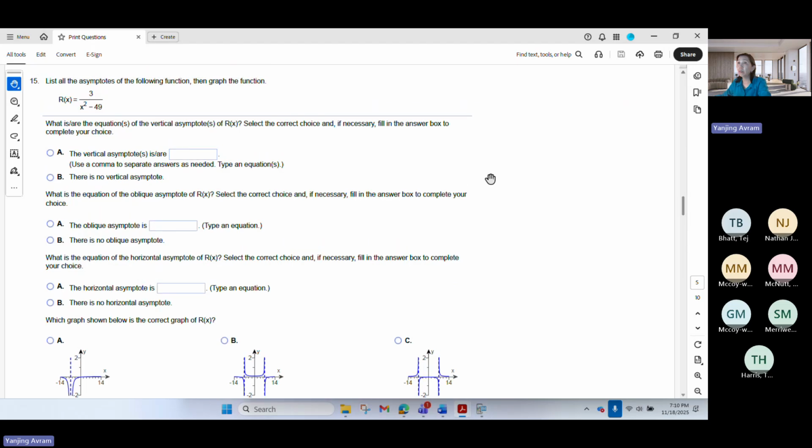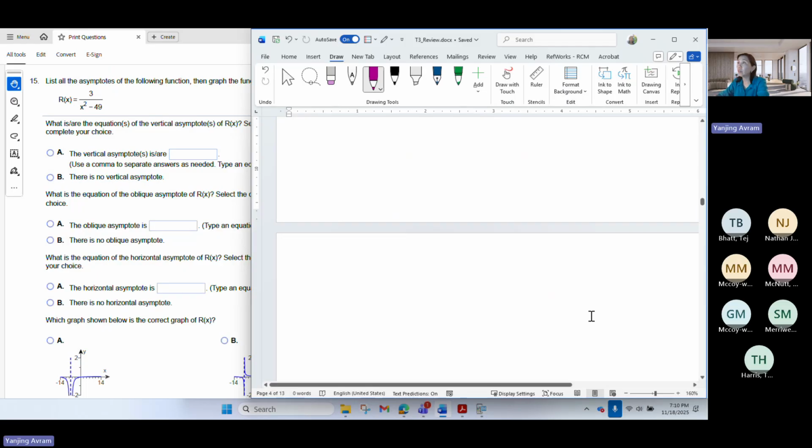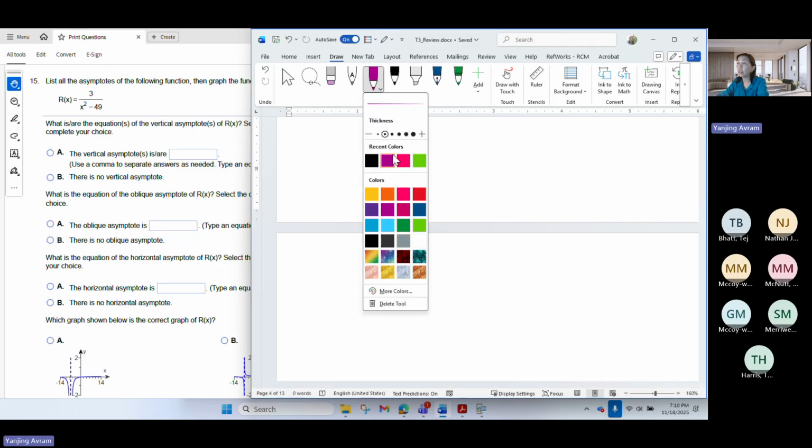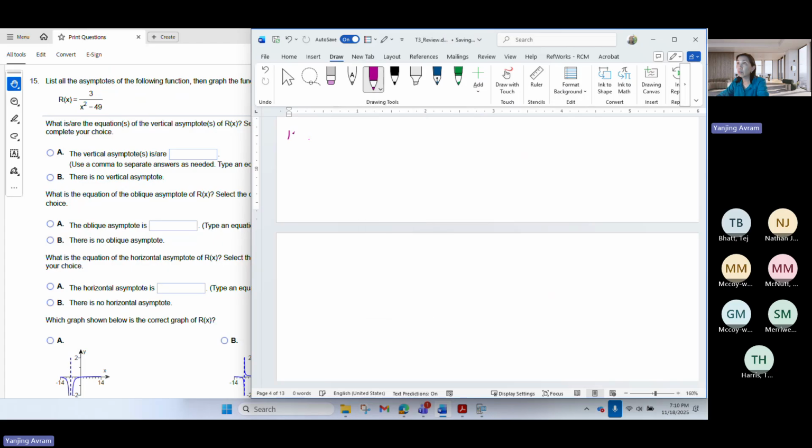Okay, number 15 here, this is considered a rational function. For rational functions, we need to know how to graph them, and also need to find the vertical and horizontal asymptotes. All right. So what's a vertical asymptote? Vertical asymptote means the graph cannot pass, right? So we're going to look at number 15. R of x equals 3 over x squared minus 49. And I can factor x squared minus 49. 49 is 7 squared, right? So this is a plus b times a minus b. Okay, so we factor these two in here.